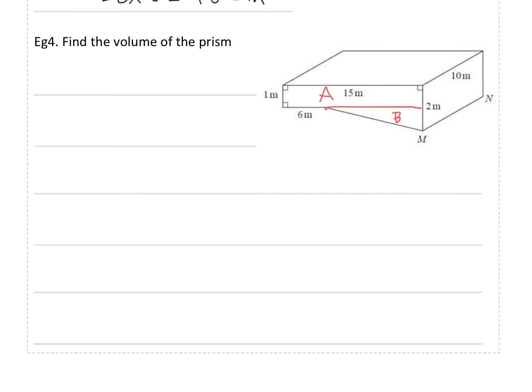So what's the area of A? Well, it's a rectangle, so we multiply the length by the width or the base by the height. It would be 15 times 1, which is 15. Area of B, it's a triangle, so it's half times base times height. What is the base and what is the height?